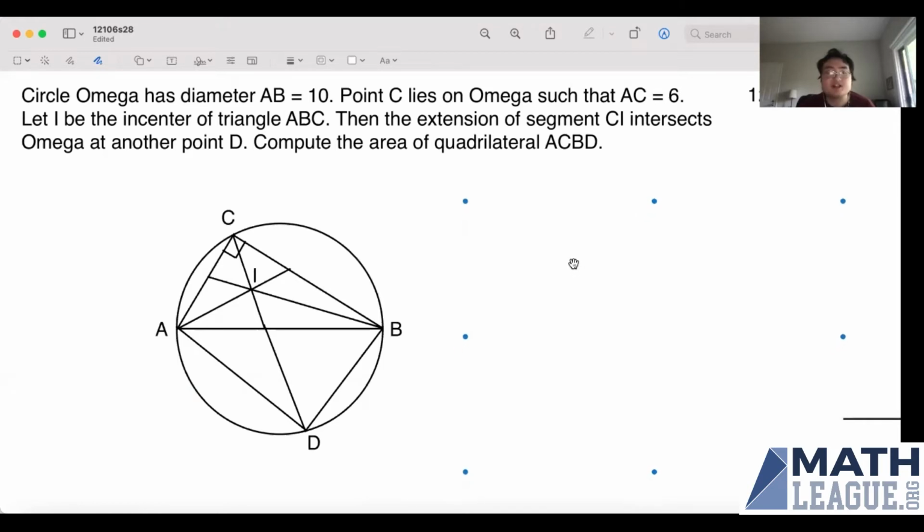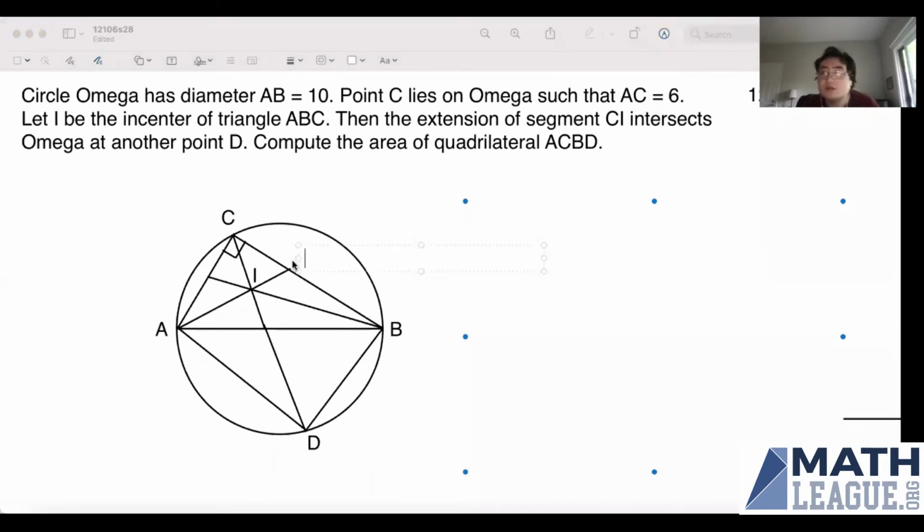If we try connecting C and B as we've done in the diagram, look at that. Angle ACB, up there, is 90 degrees because of Thales's theorem. So certainly ACB has to be a right triangle. And you know what that means, right? CB is going to be 8.